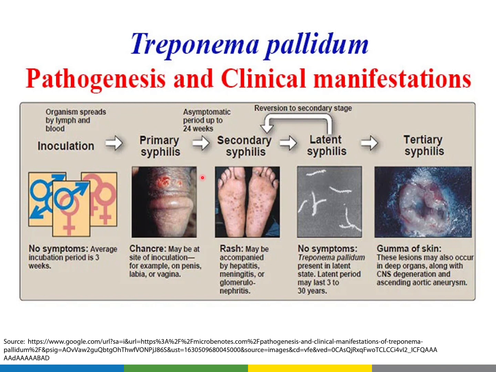So again, as a review, for primary syphilis, you will see a hard chancre. For secondary syphilis, you will see rashes. For latent syphilis, no symptoms at all. So the only way to detect whether the patient is in the latent syphilis stage is through a serologic test. And on tertiary syphilis, you will see gummas of the skin. So gummas on different sites of the body. Tertiary syphilis can also cause cardiovascular syphilis and neurosyphilis.